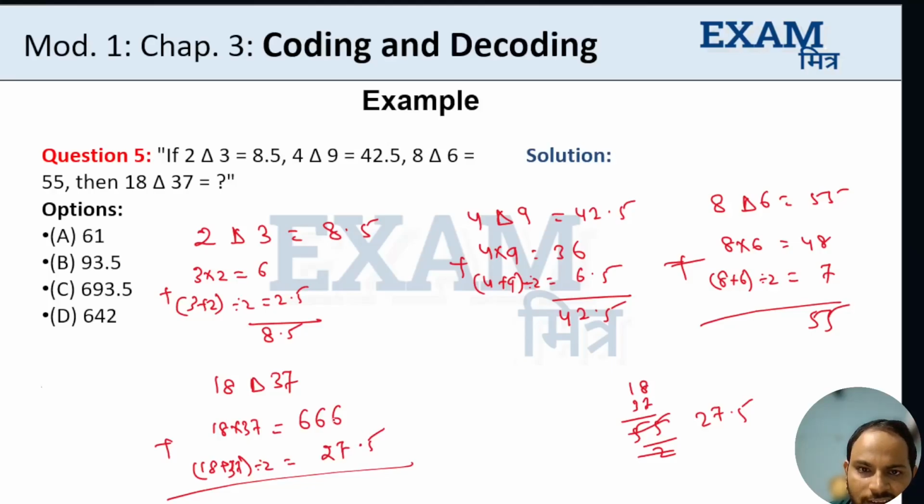And now we will add them. So this is 0.5, 6 and 7, 13, carry 1, 6 and 3, 9, and this is 6. So our answer is 693.5. So this will be the correct answer. So I hope you are getting it. Let's move to the next question.